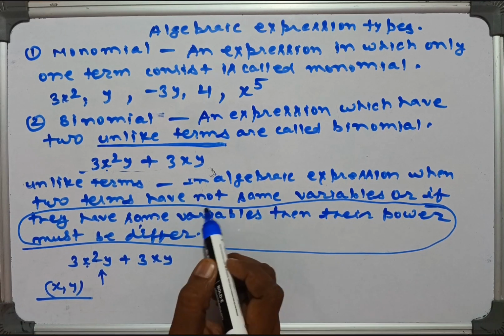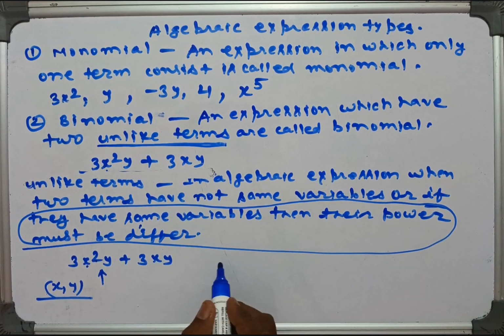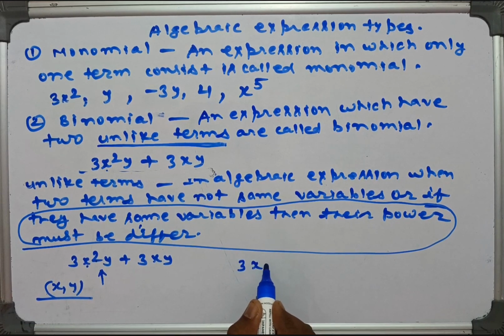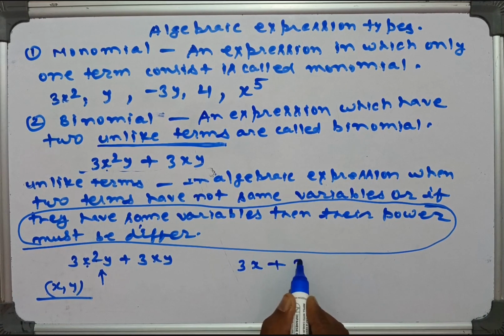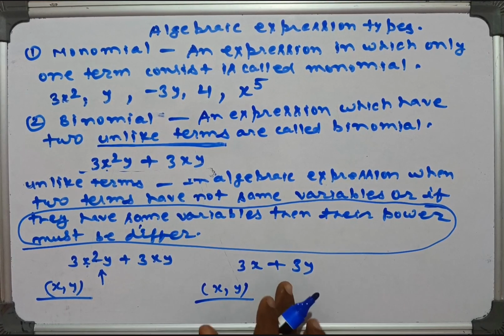And now see another one. If we write it as 3x plus 3y, what you see here is that x and y are two independent variables, and you can say these two terms are unlike terms.